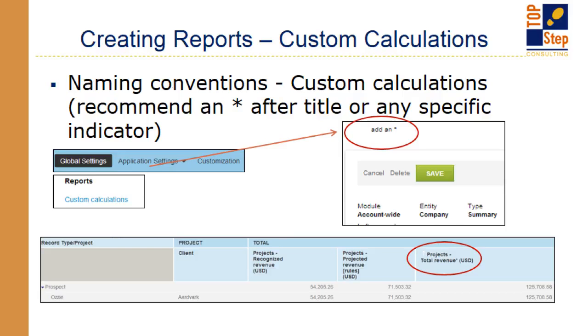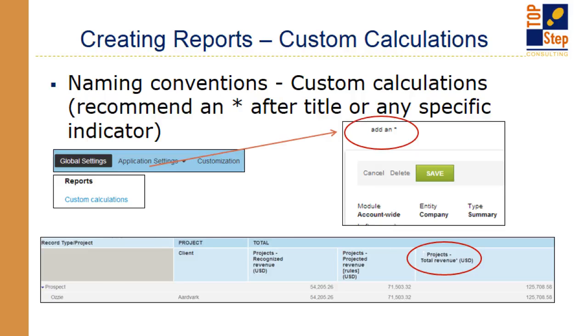Also, custom calculations. A lot of custom calculations are created because OpenAir doesn't inherently have that as a standard field, and you want to measure different types of data. The example I have here is around recognized revenue. Some people like to look at your total estimated revenue. To do that, I created a custom calculation that takes your recognized revenue plus your forecast or projected revenue, and adds those together to create your total revenue.